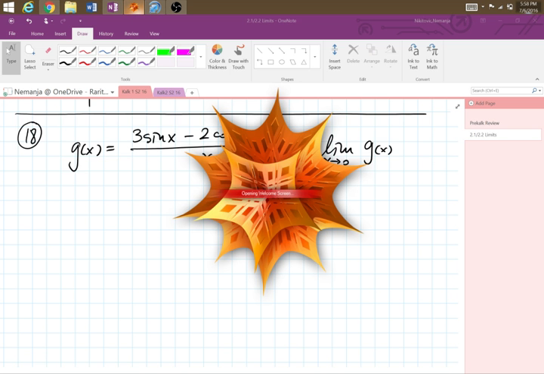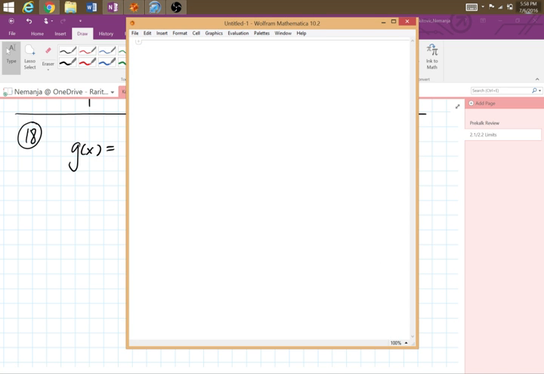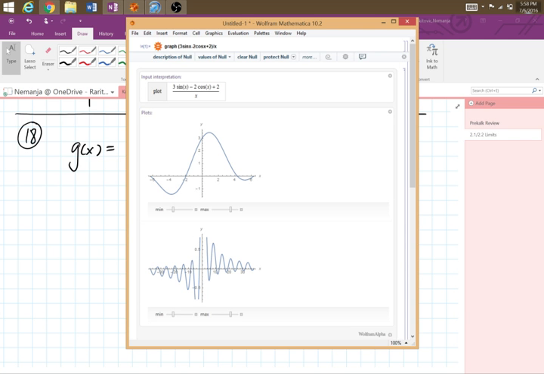We're going to use Mathematica. So if you go with the Wolfram Alpha query, you can just talk to it, right? So graph, and then you will just type in open parenthesis 3 sine x minus 2 cosine x plus 2 close parenthesis divided by x, and then hit enter. That's all it is. So you get the answer.